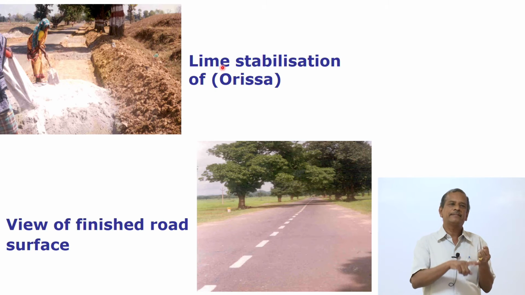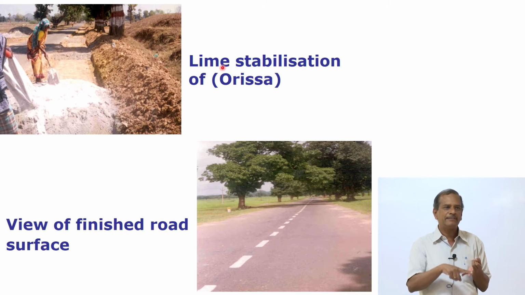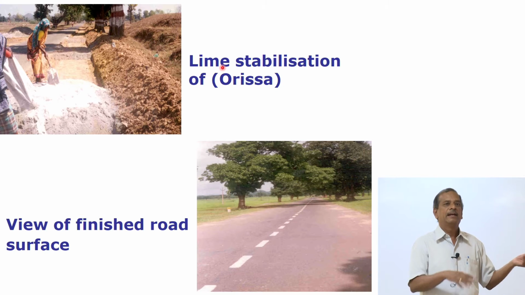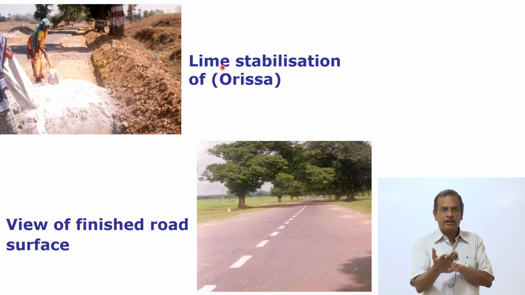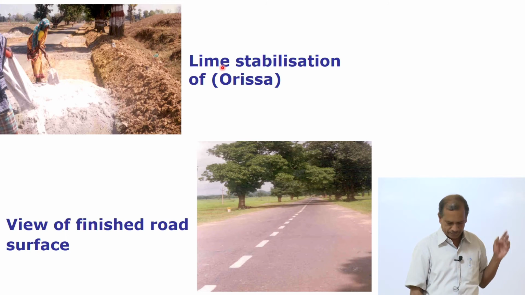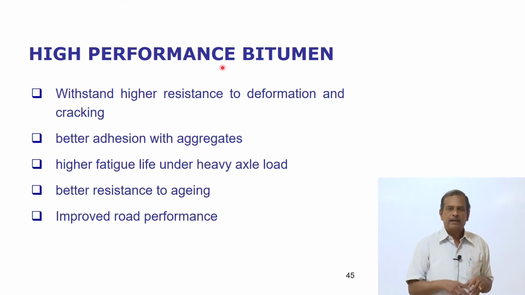So you can use either industrial waste, or you can try to stabilize the subgrade soil using cement, using lime, using fly ash. You can also do a double stabilization, lime and cement. Lime, cement, fly ash. Any of the combinations can be tried to improve the properties of subgrade soil. Alternatively, you can also use high performance bitumen.